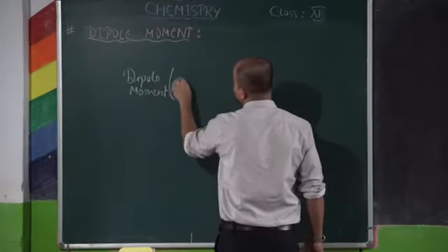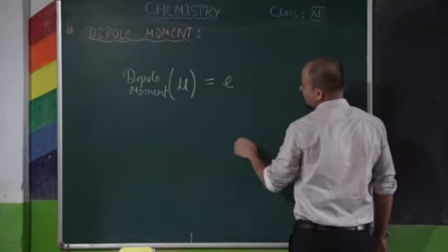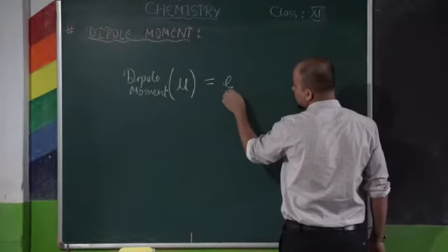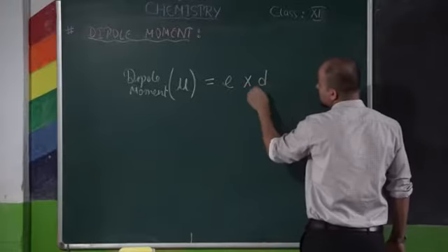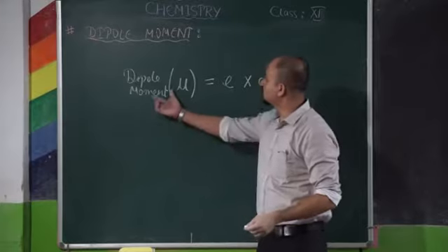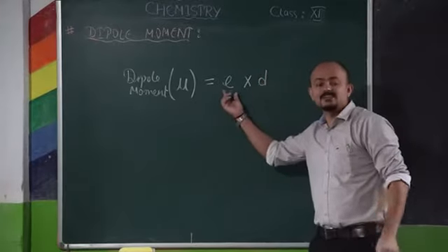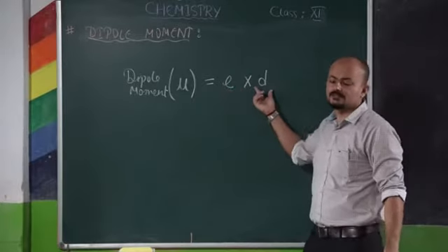which is represented by mu, is equal to either of the charge. It could be either positive charge or the negative charge, the total charge into the distance between these charges. So mathematically, dipole moment is equal to either the positive charge or the negative charge into the distance between them.